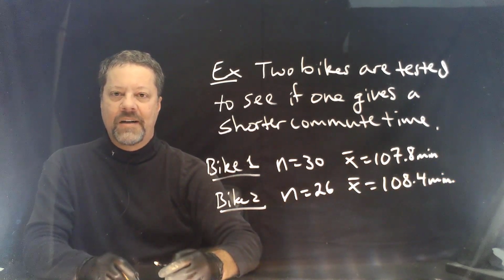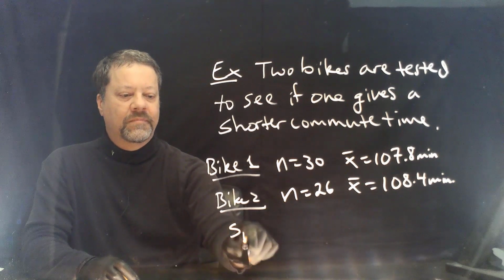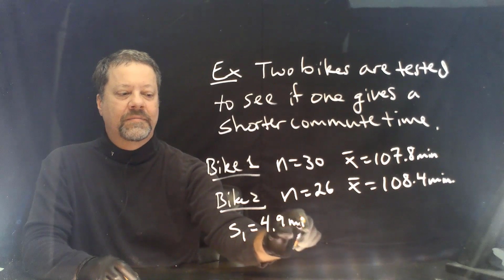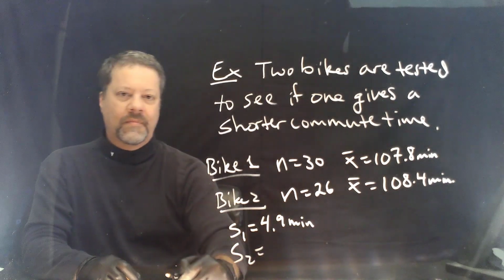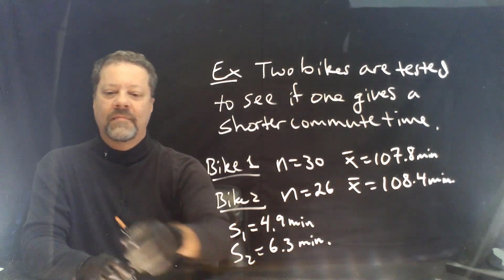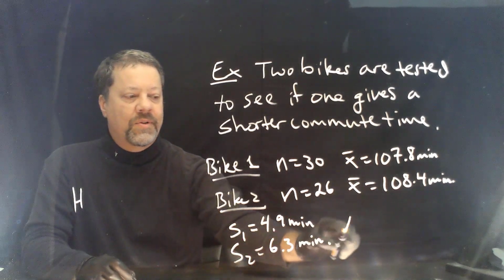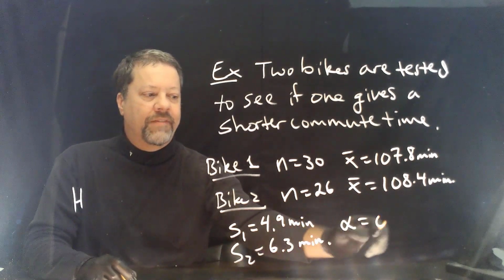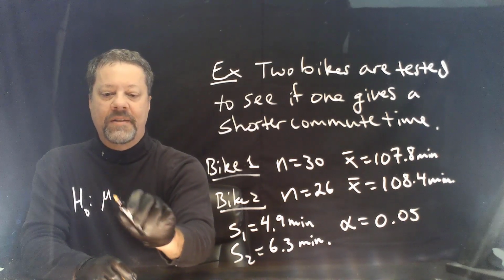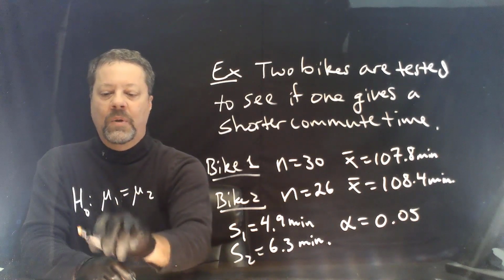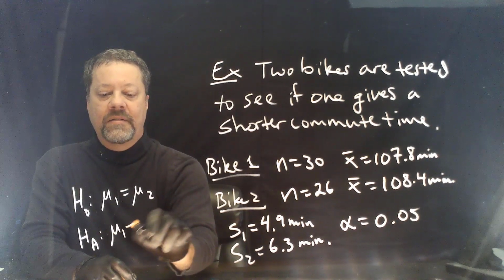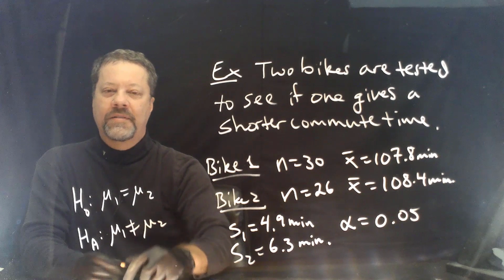What about the standard deviations? S1 was 4.9 minutes. S2 was 6.3 minutes. We'll use a level of significance of 0.05. The null hypothesis will be that the means are equal, and the alternative hypothesis will be that the means are different.